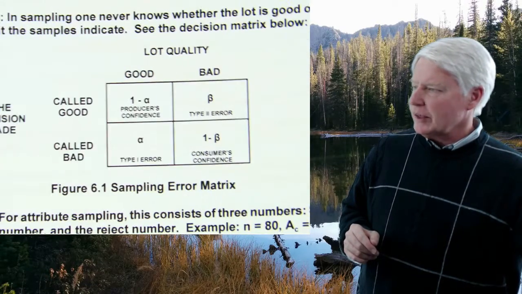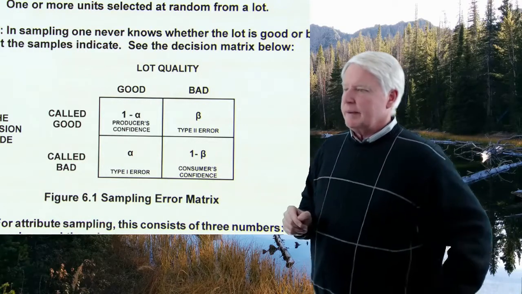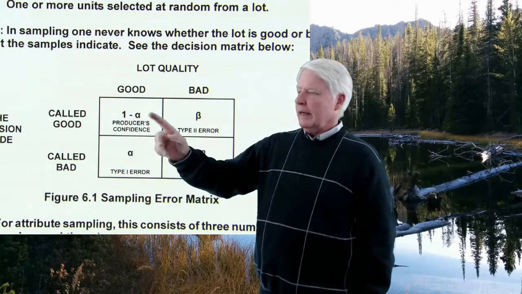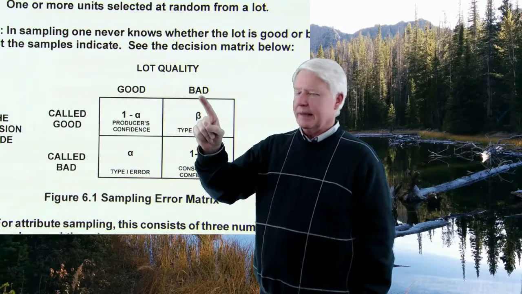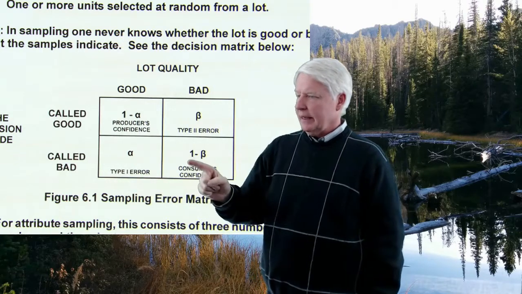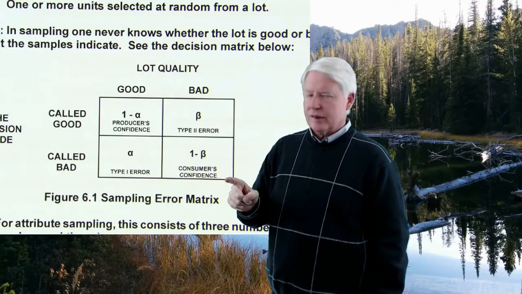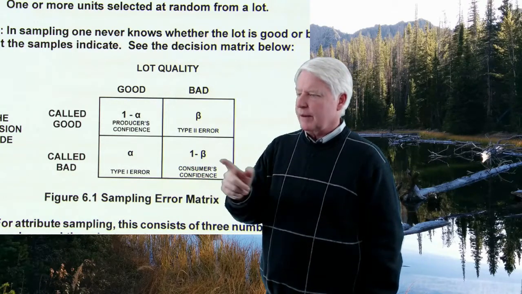And it's in your chapter 6 there, so you can look it up from your primer. But here it is, lot quality. In reality, it's bad, and that's what the question said, it was bad. And you called it bad. And that's 1 minus beta, or consumer's confidence. Sometimes they also call it the power of the test.